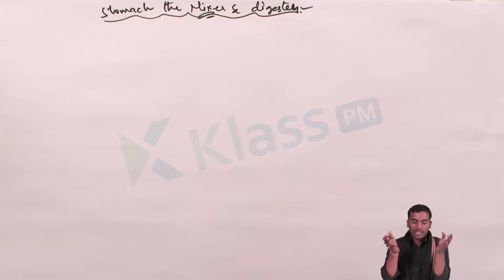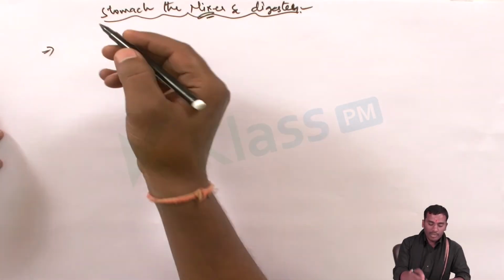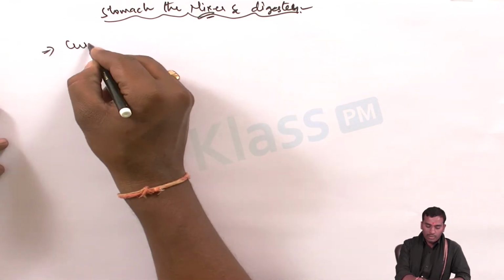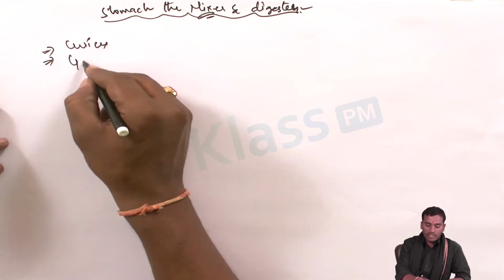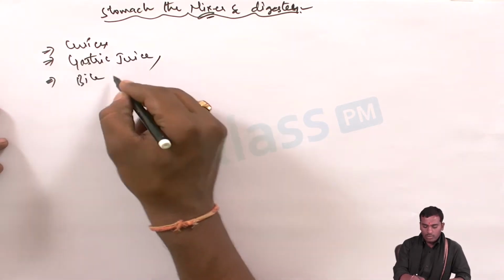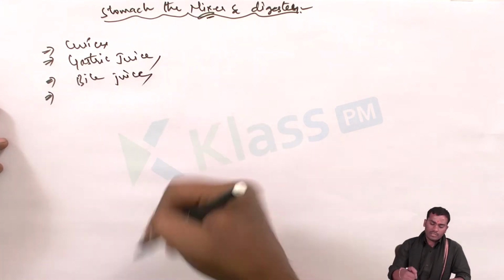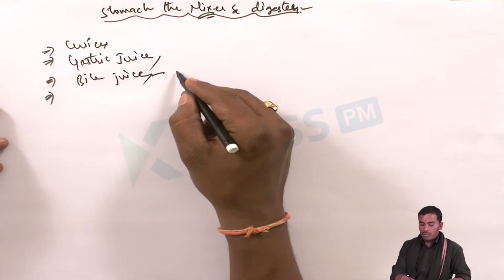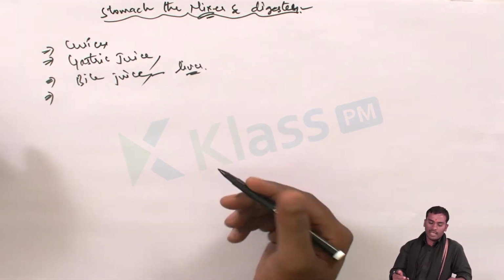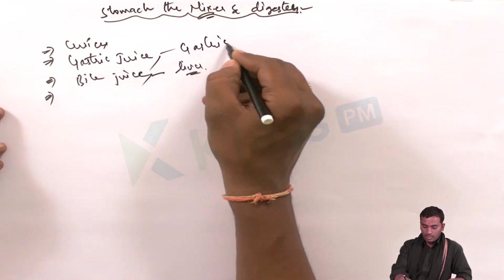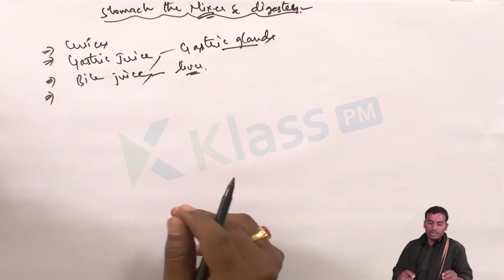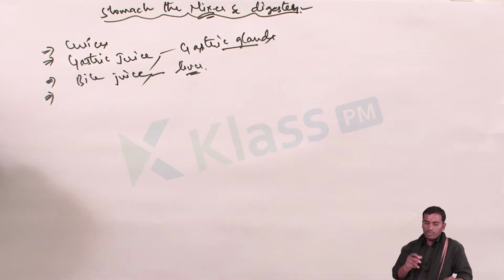What message will the brain be sending? The brain will be sending a message to secrete the juices. The first thing is gastric juice, and then bile juice. Like that it goes on. Bile juice is secreted by the liver. Gastric glands secrete gastric juice, and that command is given by the brain to the stomach.